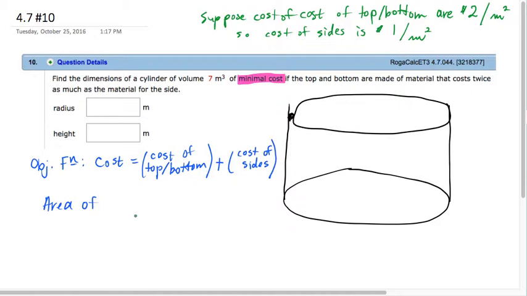Good. Okay, so the area of the top and the bottom is the area of a circle, which pretty much right there tells us what our variable should be. What should I use as a variable here?